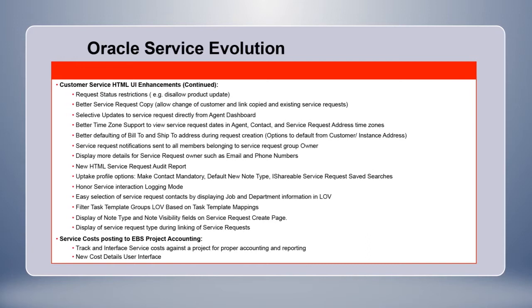This slide continues the list of all the enhancements we've done in our HTML UIs to close the gap with the forms. Another thing I'd like to note is at the bottom of the screen: service costs posting to EBS projects accounting. Our customers and our customer advisory boards have been asking us for many years to integrate service with Oracle Projects. Very often they'll have a project that may last for many months, but they want to execute different tasks in the field service area against that project. So now we have the ability to tie the project to the service request and post the costs that have been debriefed back into projects, so that all the accounting can be done in a single place.